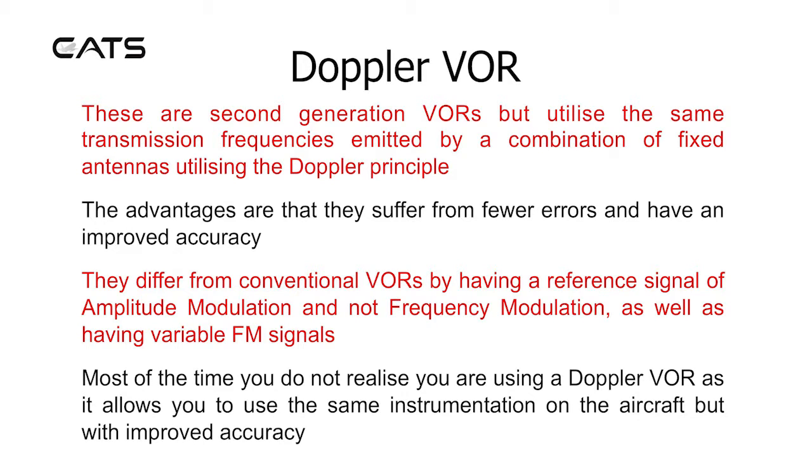Doppler VOR. These are second-generation VORs, but utilise the same transmission frequencies emitted by a combination of fixed antennas using the Doppler principle. The advantages are that they suffer from fewer errors and have an improved accuracy. They differ from conventional VORs by having a reference signal of amplitude modulation and not frequency modulation, as well as having variable FM signals. Most of the time, you would not realise you are using a Doppler VOR, as it allows you to use the same instrumentation on board the aircraft, but with improved accuracy.